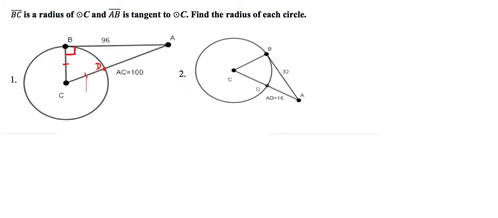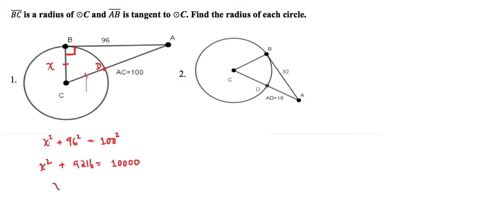We have a Pythagorean theorem type of problem here. Let's call the radius of the circle x, and so we end up with x squared plus 96 squared is equal to the hypotenuse squared, or 100 squared. 96 squared will give us, I need to use my calculator for this, 9,216. And 100 squared will give us 10,000.